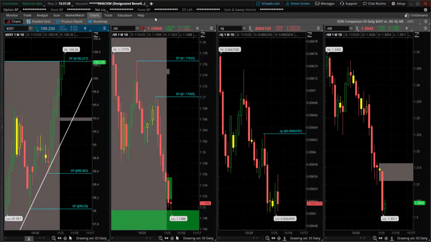Part of my methodology is looking for correlations, divergences. So the correlation I'm looking at is with the US dollar index. The US dollar index is comprised of several currencies. The three largest currencies in the US dollar index are the euro, the yen, and the British pound.